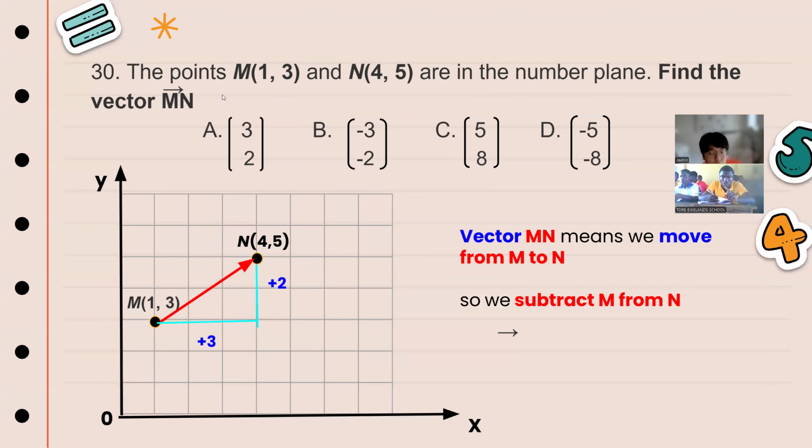There are points M, which is (1, 3), and point N, (4, 5), here in the number plane. It says to find the vector MN. A vector MN means we move from this point M to point N.